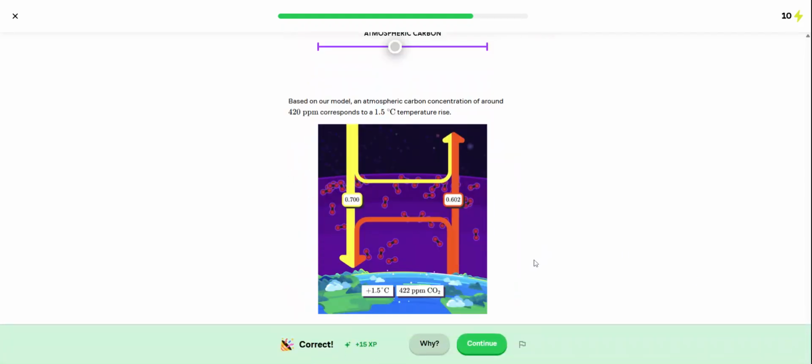Let's see the reasoning. Yes, based on our model, an atmospheric carbon concentration of around 420 parts per million corresponds to a 1.5 degree temperature rise. A simple adjustment and observation that I show to you. Continue.